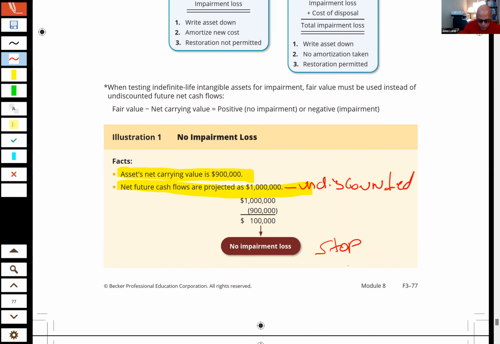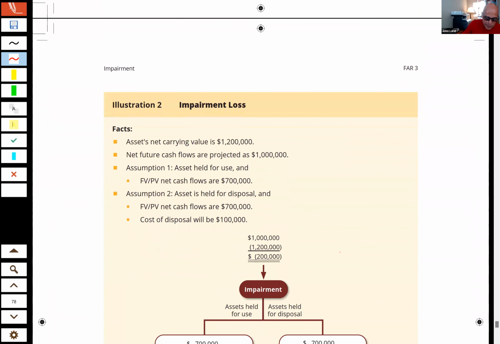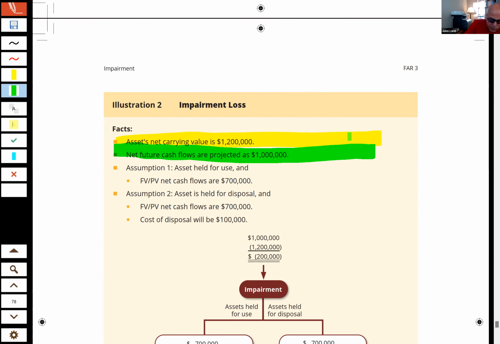Now, if you look at the situation where the asset's carrying amount, say, was $1.2 million, of course, these examples are mutually exclusive, the net future undiscounted cash flows, again, I want you to remember that these are undiscounted, are actually less than the carrying value. Now we have impairment, so we have to continue.